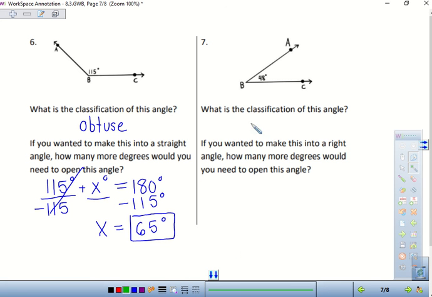What's the classification of the angle in number 7? Acute, good. And if you wanted to make this into a right angle, how many more degrees would we need to open it up? It's 42. So it's going to be 48 plus X, the number of extra degrees we need, equal to 90. We subtract 48 on both sides, and like Raylyn said, we get 42 degrees.